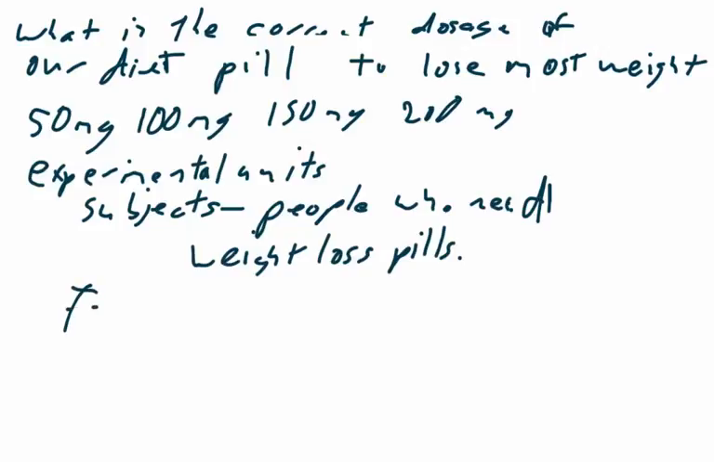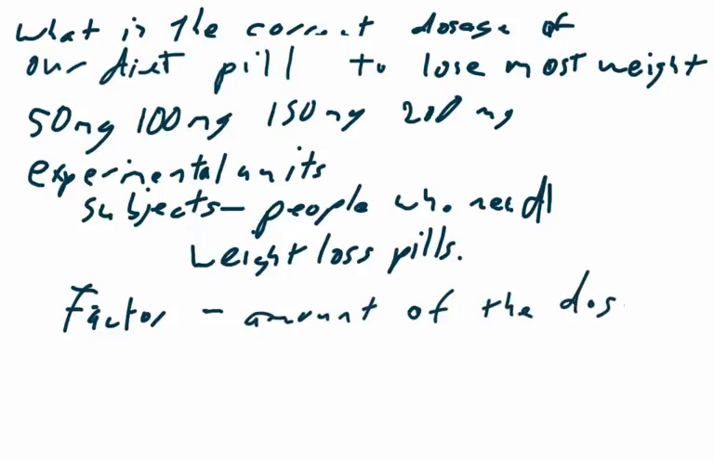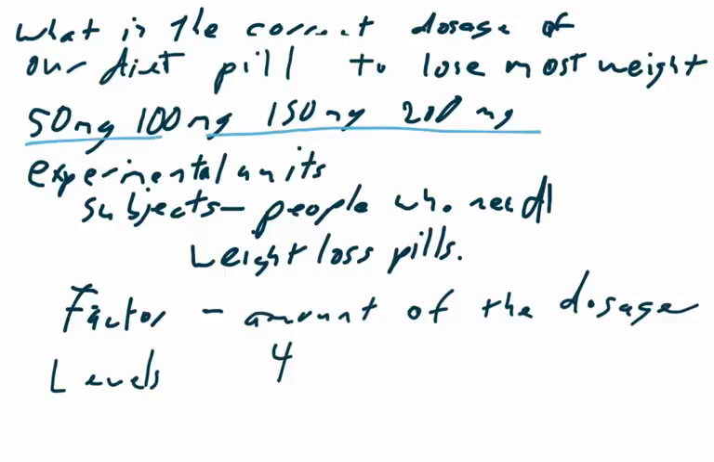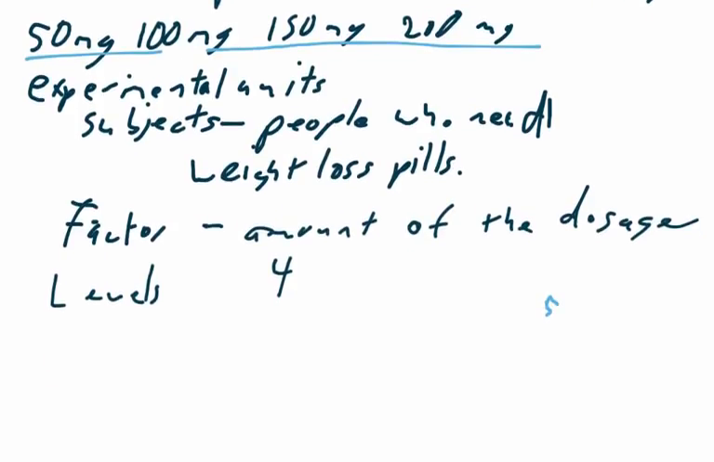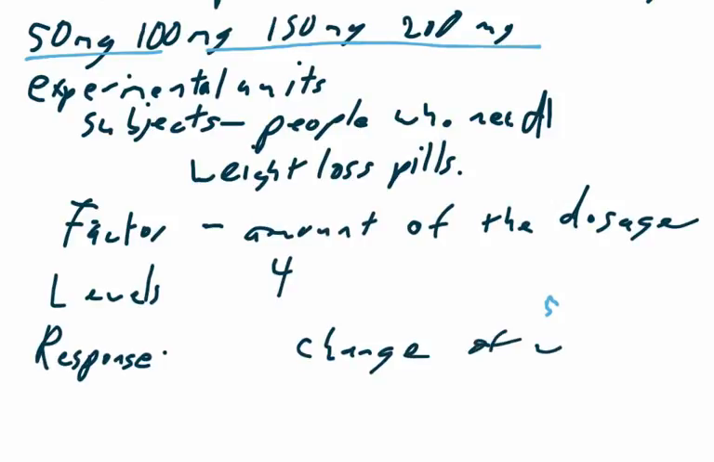The factor would be the amount of the dosage. The levels, there would be 4 different ones, because they would be the 50, the 100, the 150, and the 200. And the response variable would be the change of weight.